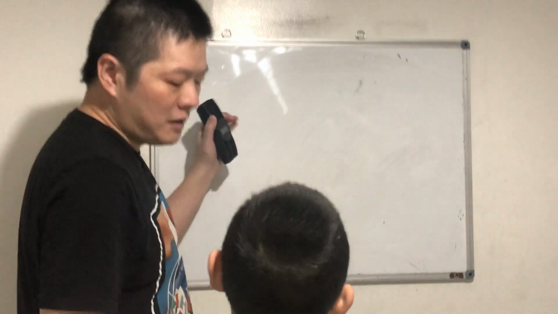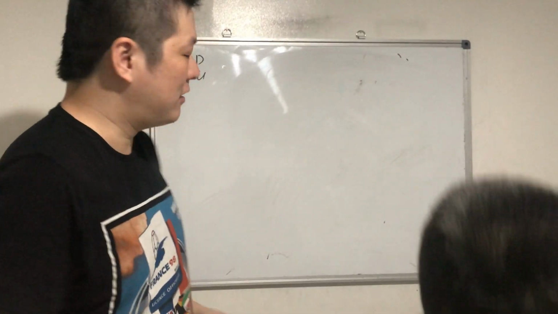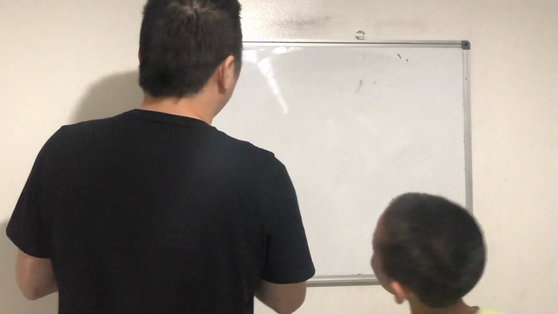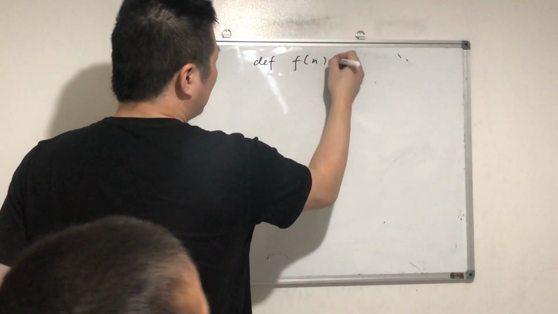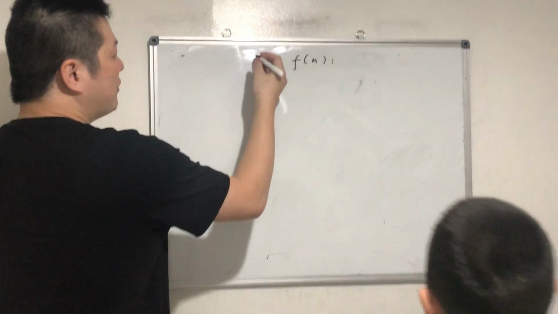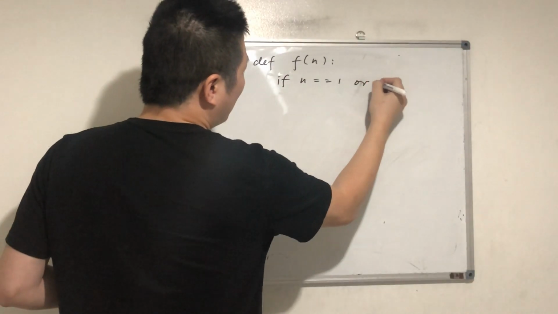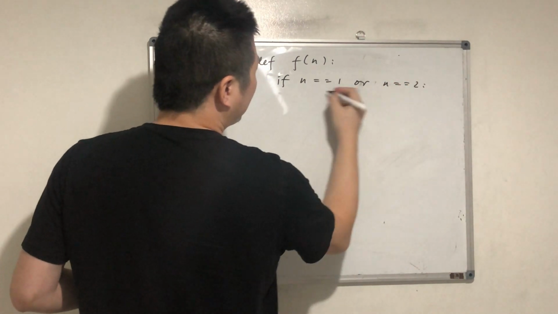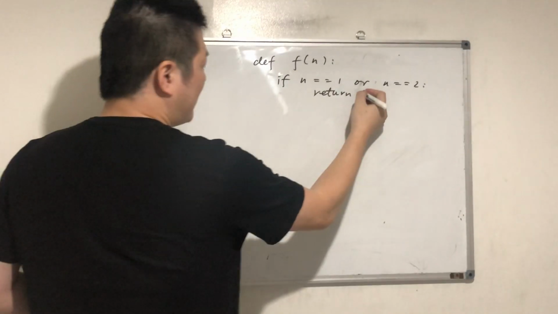Okay, so which one is the recursion with minimization? Top down. Yeah, top down. Okay, so look, let's do it. Define Fn. And then look, if n is 1 or n equals 2, return what? Return one. Well done.